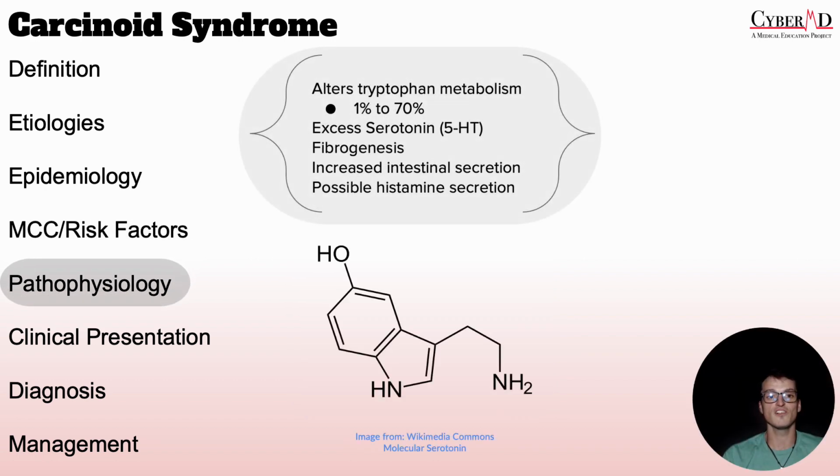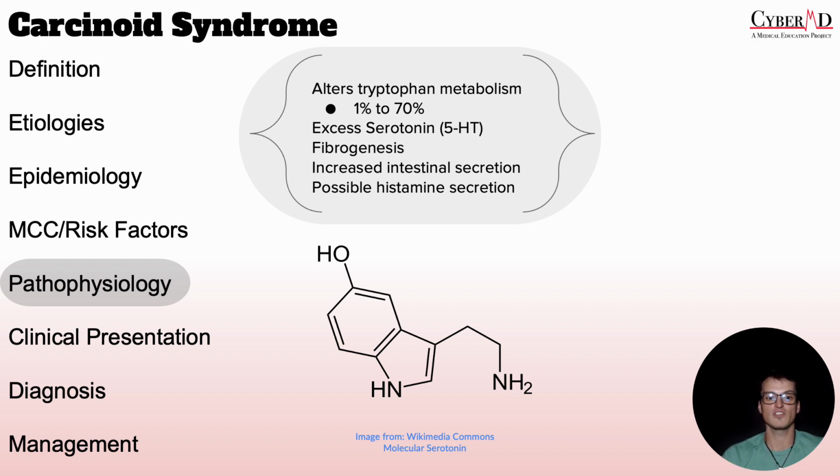The pathophysiology of carcinoid syndrome actually involves alterations in tryptophan metabolism. Normally, only about 1% of dietary tryptophan is actually going to be converted into serotonin, but in carcinoid syndrome, this can increase to like 70% or even more, 80, 90% perhaps. So these neuroendocrine tumors are secreting serotonin, but they're doing that by taking more tryptophan from your diet and converting more of it into serotonin.